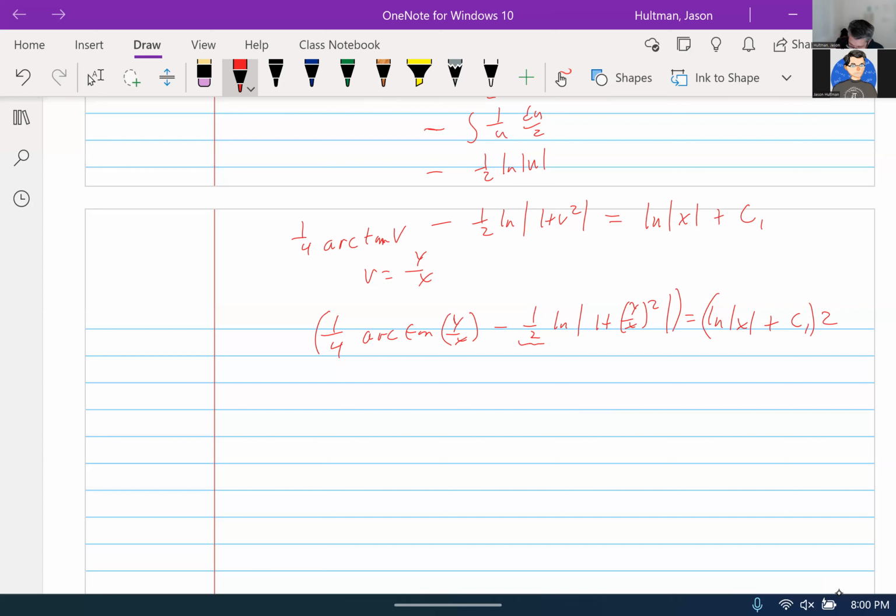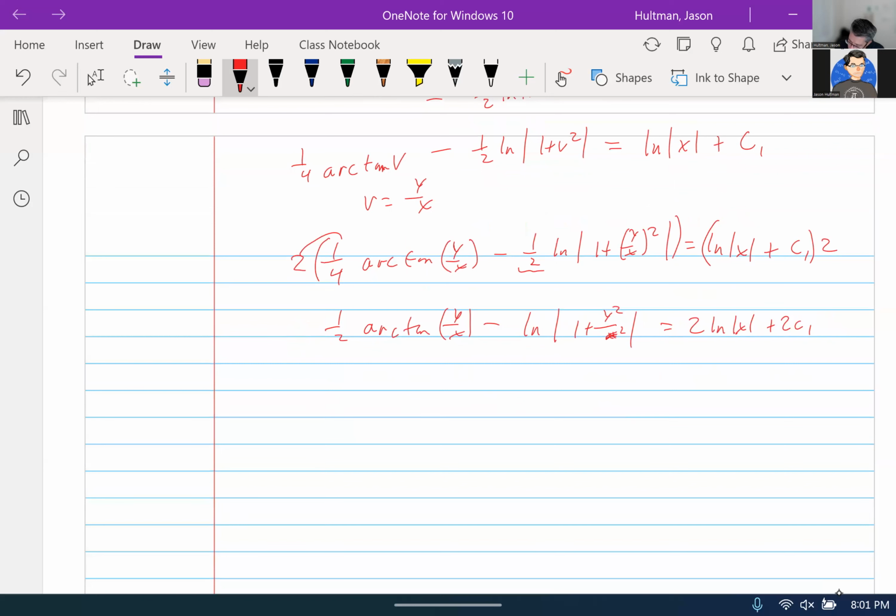Okay, I'm going to multiply both sides by 2. And what I get is 1/2 arctan of y over x minus the natural log of 1 plus y squared over x squared is equal to 2 natural log of the absolute value of x plus 2c1. Okay, now I'm gonna toss this guy to the other side.